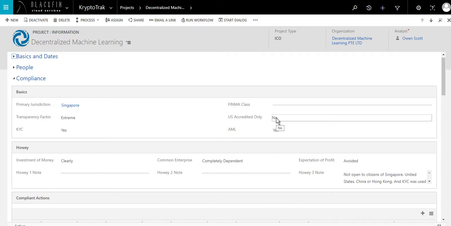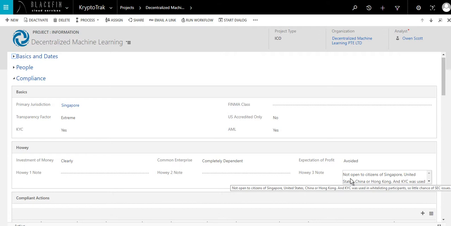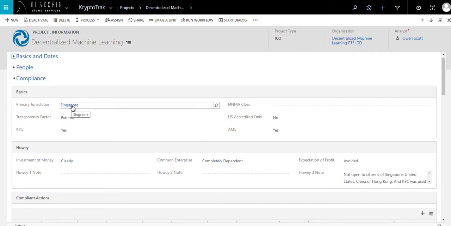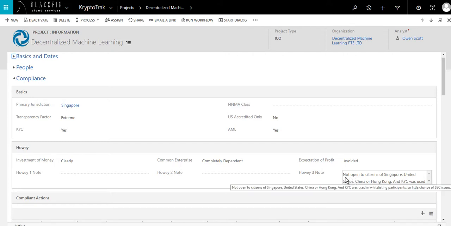U.S. accredited only. I couldn't find any evidence of it being just U.S. accredited. I actually think it's a moot point because it's not about accredited investors. They just flat out didn't allow anyone from Singapore, United States, China, or Hong Kong, which is a little bit ironic, isn't it? But the jurisdiction is Singapore because that's where they filed, and we'll see that in a minute. It's not open to the citizens of Singapore, United States, China, or Hong Kong because of the laws there, and I get that.